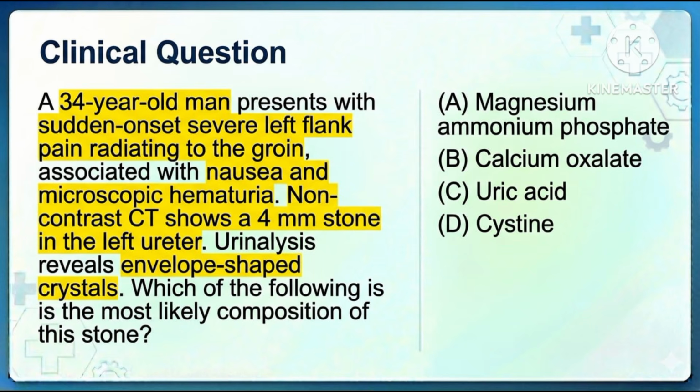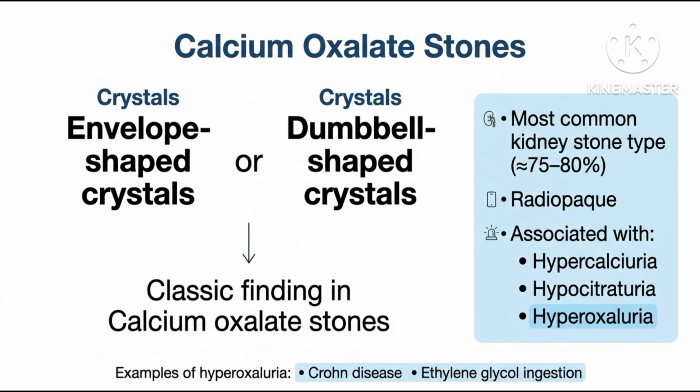Read this question stem. A 34-year-old man with left-sided flank pain radiating to the groin, associated with nausea and hematuria. CT shows a stone in the left ureter. Urine analysis revealed envelope-shaped or dumbbell-shaped crystals, which are classic for calcium oxalate stones.